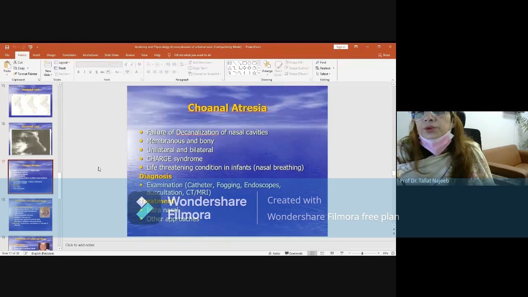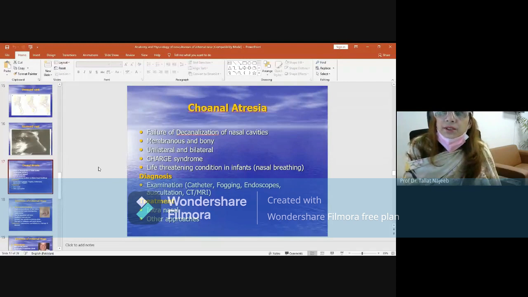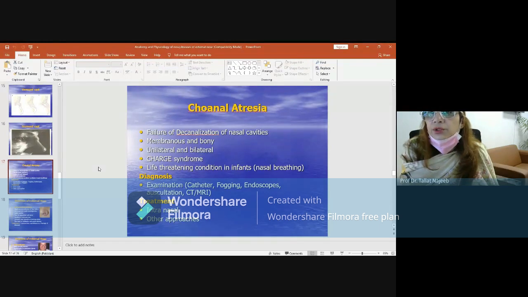Okay, so this obstruction can be unilateral, can be bilateral, can be membranous, or can be bony. It is called choanal atresia. It is usually present in the posterior part of the nasal cavity, near the posterior apertures of the nasal cavity. Posterior apertures are called choana. So failure of decanalization at this part is called choanal atresia.